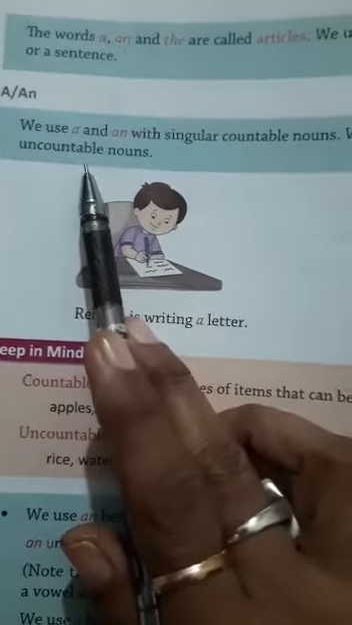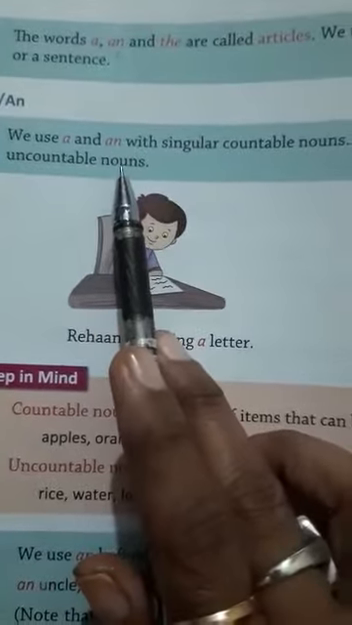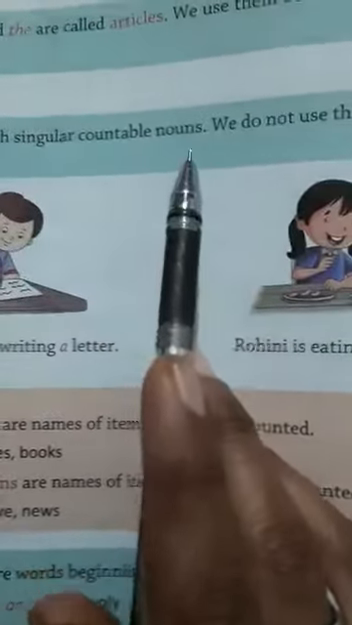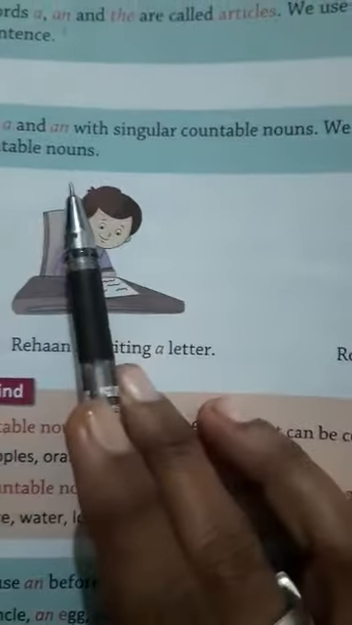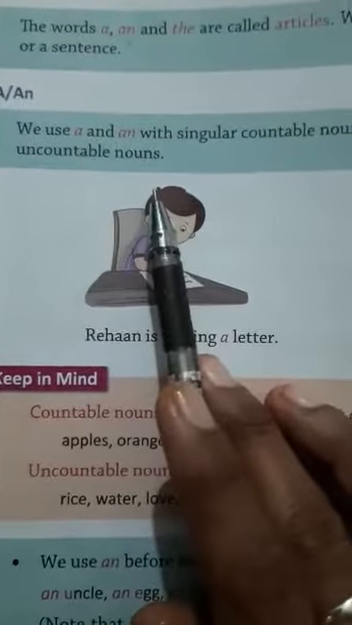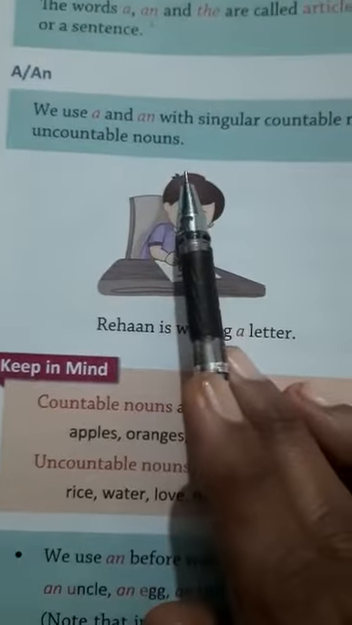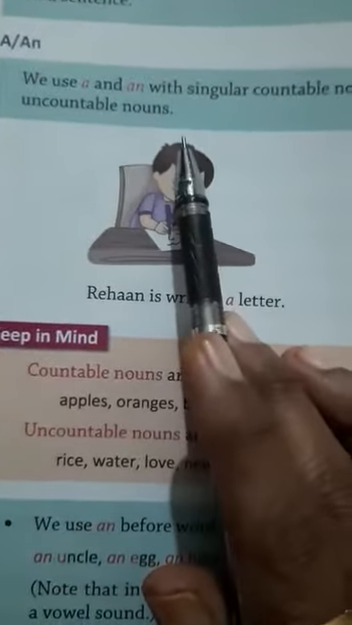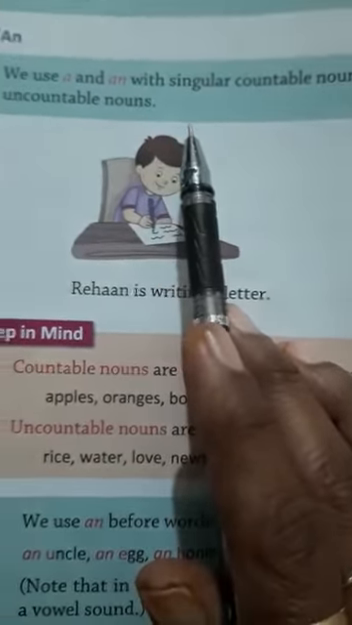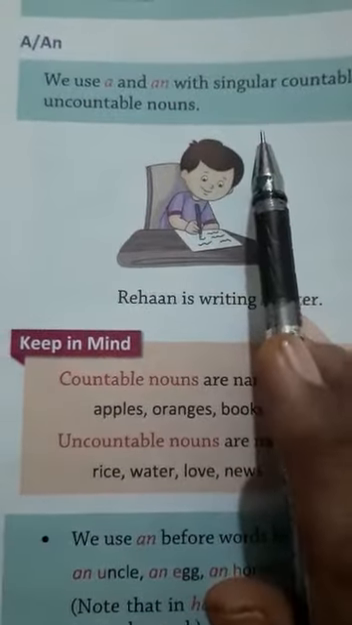First we will know about a and an. We use a and an with singular countable nouns. We do not use them with plural or uncountable nouns. Children, keep this in mind. We use a and an only for countable nouns that can be counted, and we can't use them for plural. Only for singular countable nouns we use a and an.